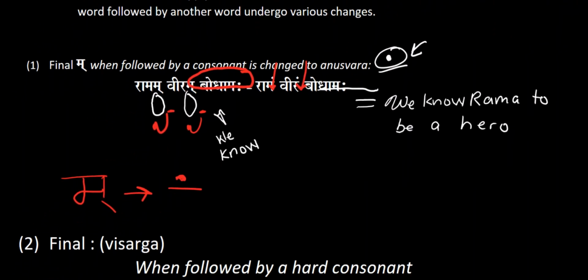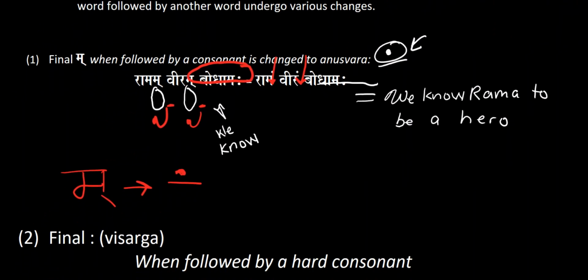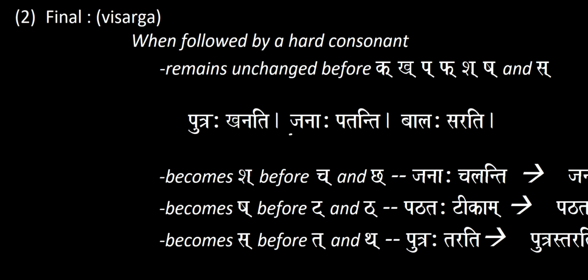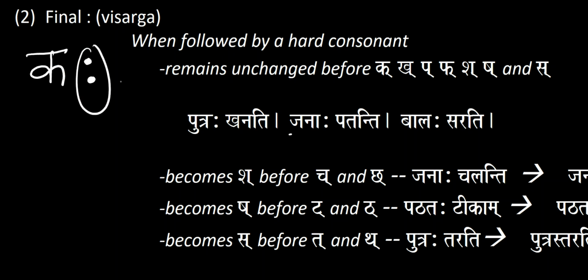In the previous video, we learned what happens to a final ma when it's followed by a consonant, and now we're going to learn about what happens to a final visarg. A visarg, if you can recall, is two dots that look like a colon that comes after a letter. So if I were to put a ka next to a visarg, it's no longer a ka, but it is a kaha. So the visarg is what we will be talking about today.